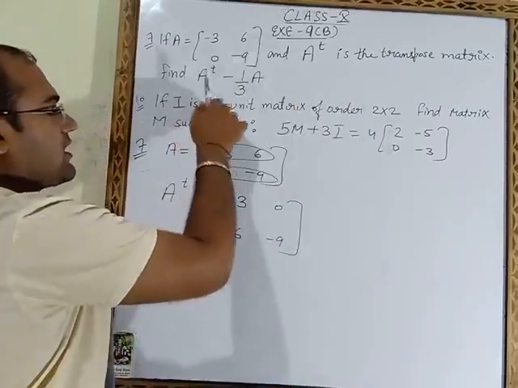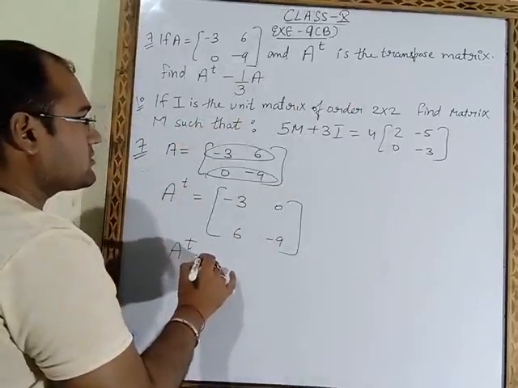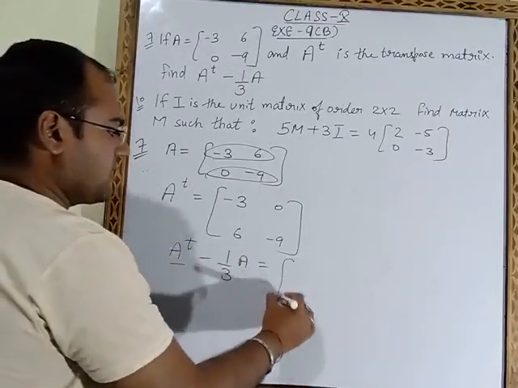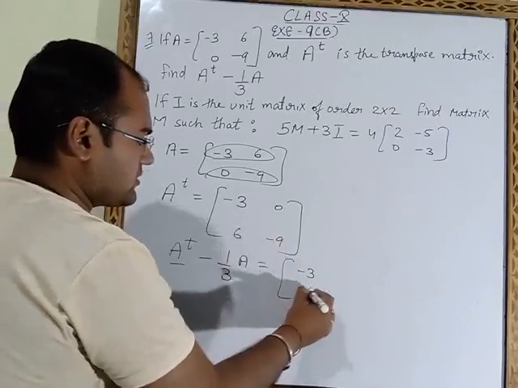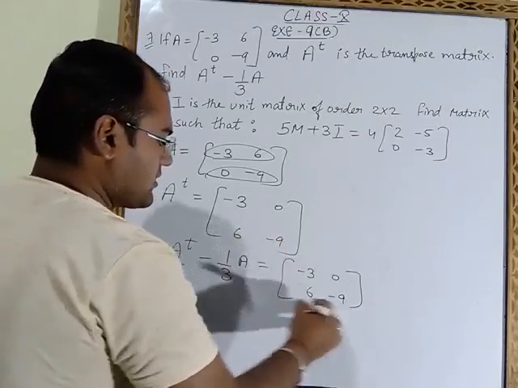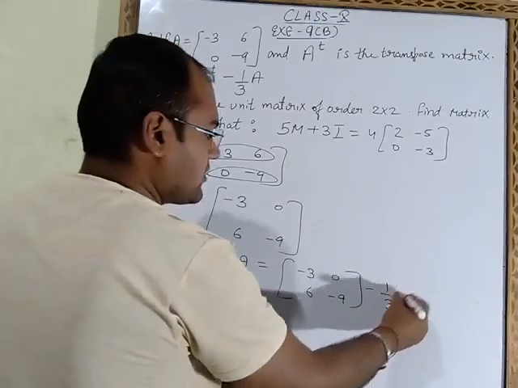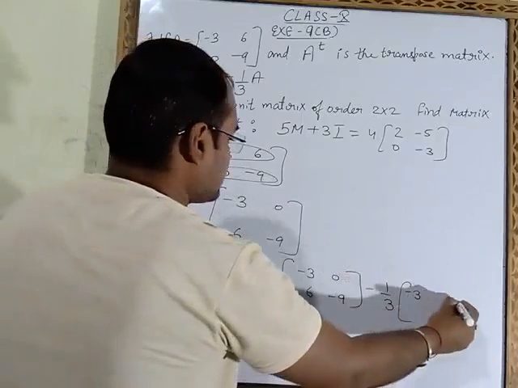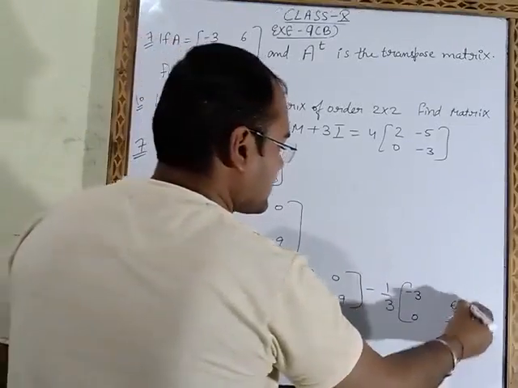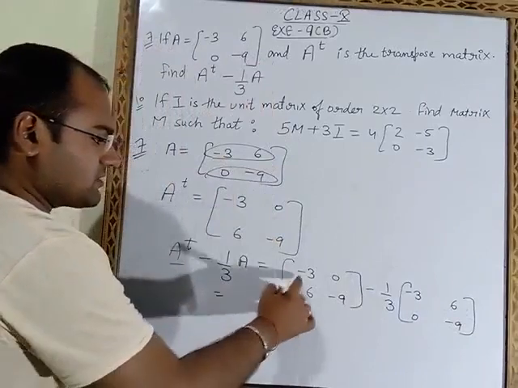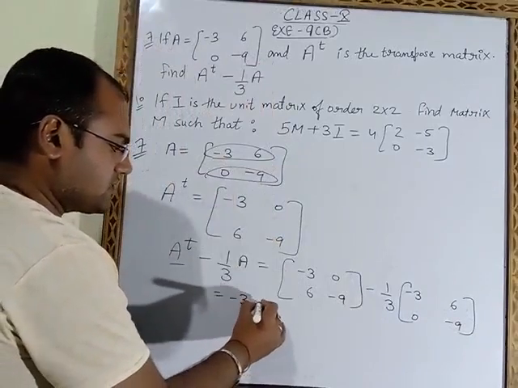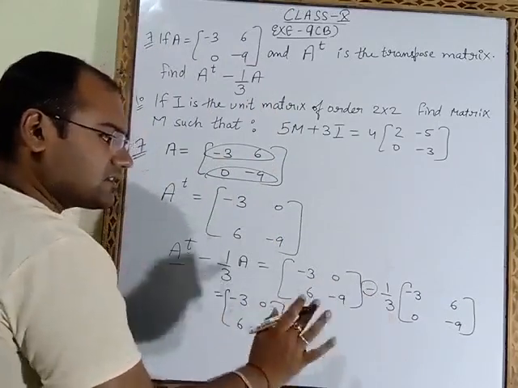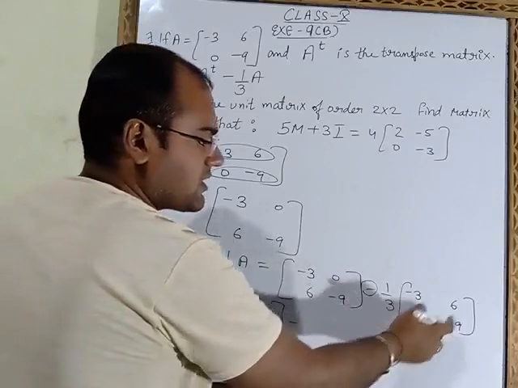Now after that he said find A transpose minus 1 upon 3 A. What is the answer of A transpose? A transpose answer is minus 3, 6, 0, minus 9. Minus 1 upon 3, after 1 upon 3, A matrix. A matrix is minus 3, 0, 6, minus 9. Now first of all what you have to do? This matrix we have to write as it is. Minus 3, 6, 0, minus 9. Then the minus sign also we will write as it is.